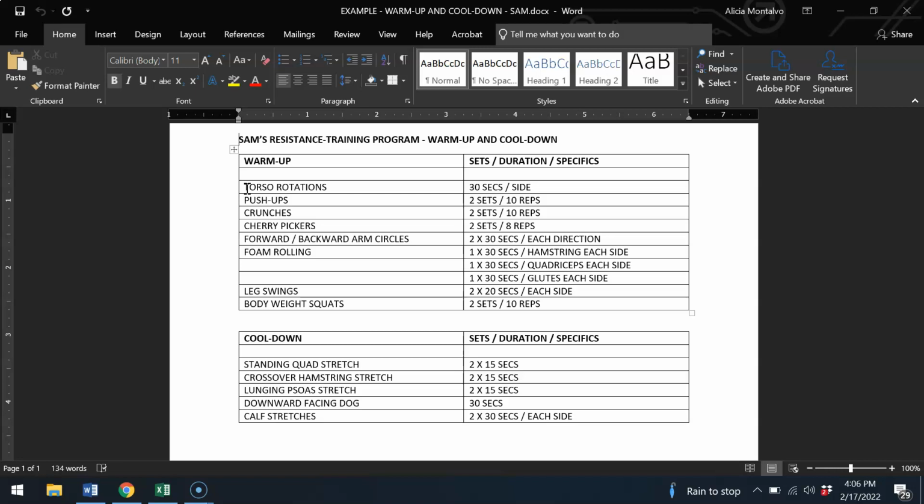So what I expect to see in a warm-up is if you're going to do foam rolling, you're going to start with foam rolling. Theoretically, you're supposed to foam roll for 90 seconds, but who wants to foam roll for 90 seconds? I'm not going to be too picky about that, but if you're going to include foam rolling, I'd like you to include it first.